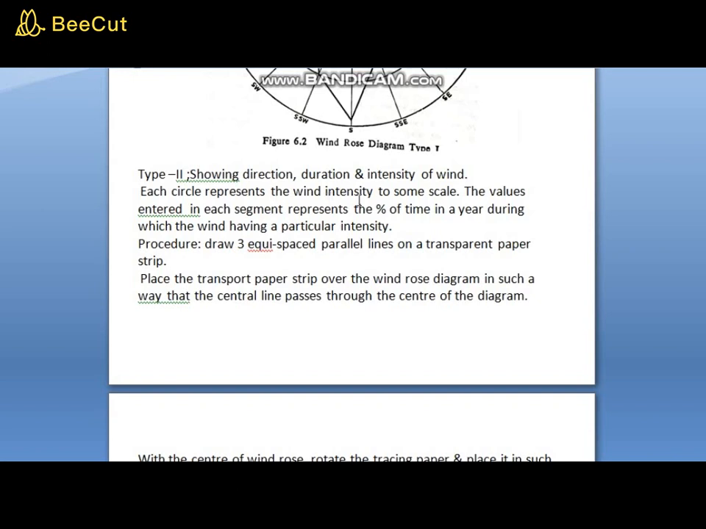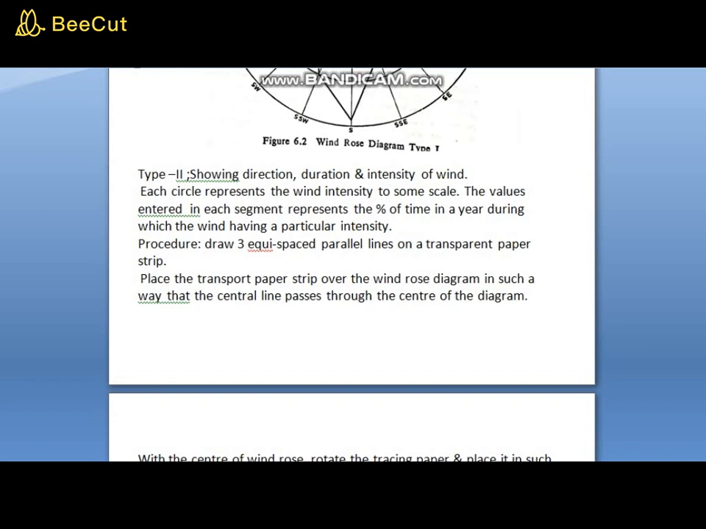Type 2 shows the direction, duration and intensity of wind. Each circle represents the wind intensity to some scale. The value entered in each segment represents the percent of time in a year during which the wind has a particular intensity.